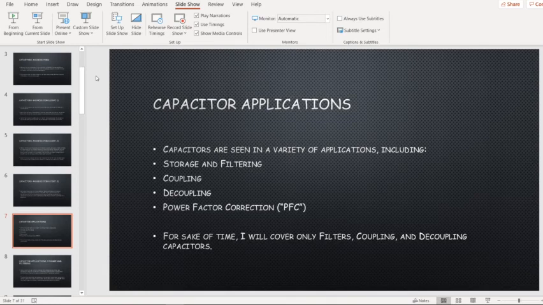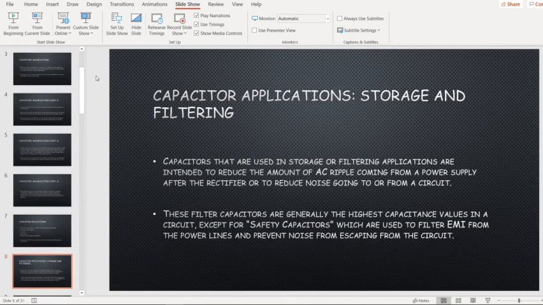So the first kind that we will move to is storage and filtering. And waiting for the slide to catch up on stream. Any second now. There it goes.